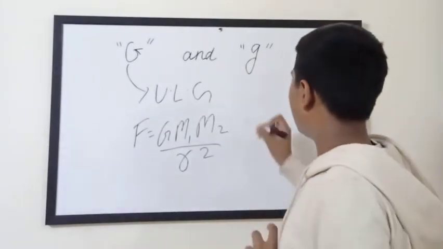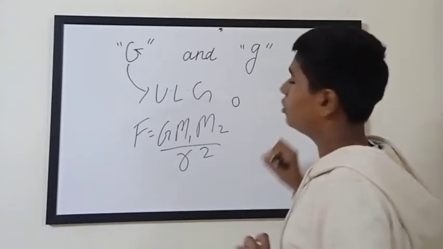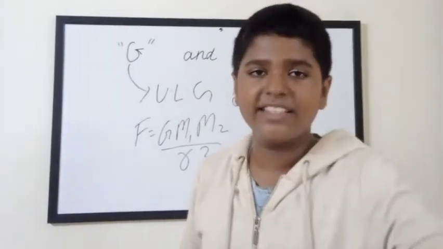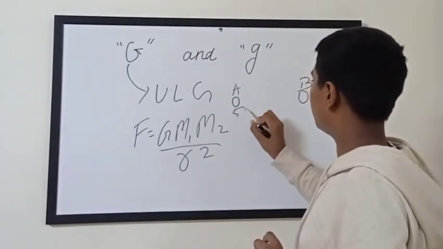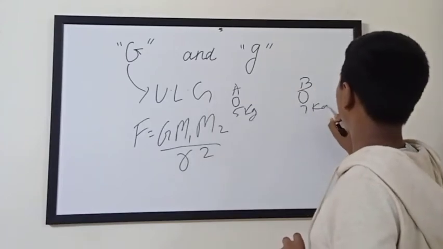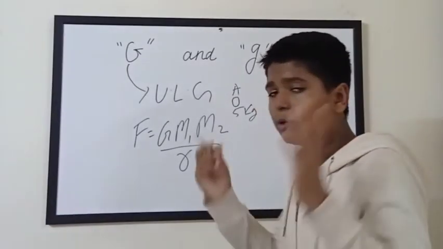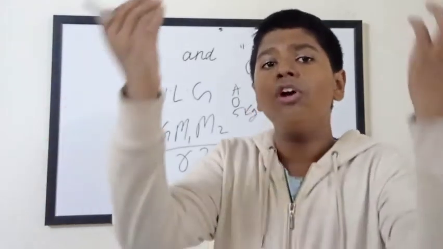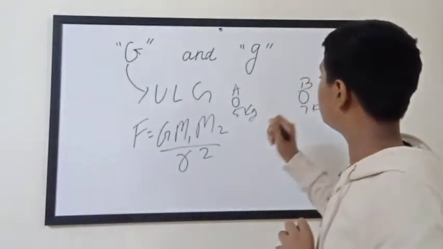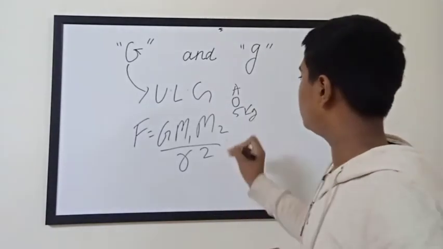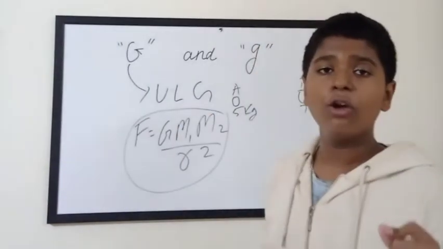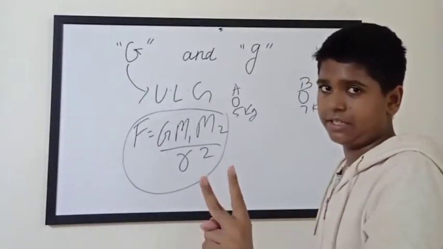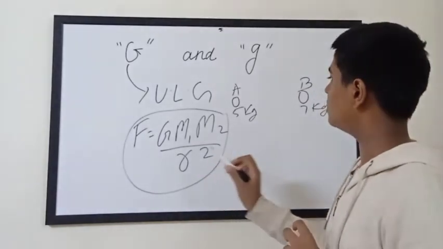Let's understand. If I have two objects here, two balls, this is ball A, this is ball B. This ball will contain some mass, right? For an example, this ball has a mass of 5 kg, this ball has a mass of 7 kg. Now, what will be the force of attraction? What will be the magnitude of attraction between these two balls? We can find out using this formula.